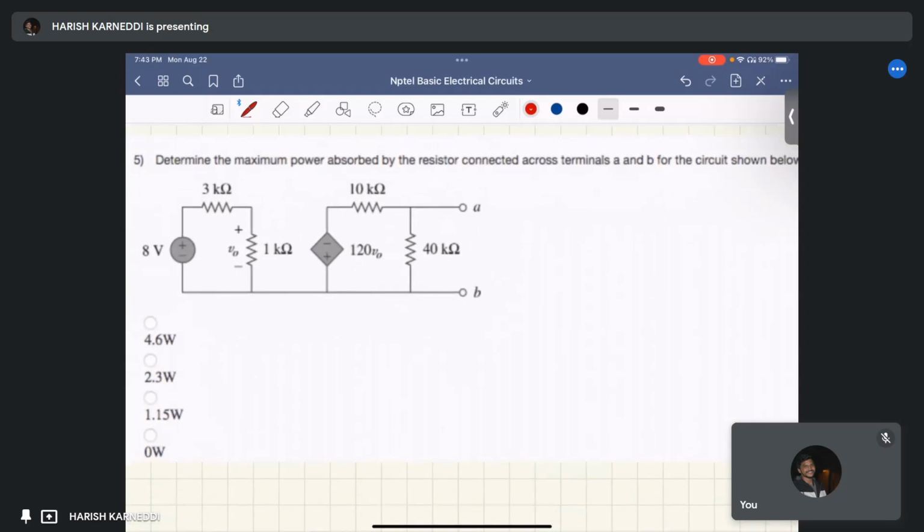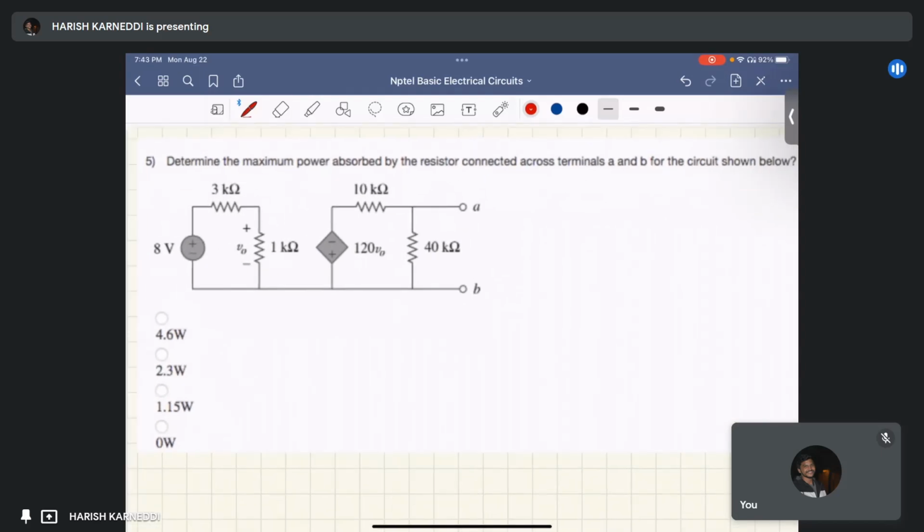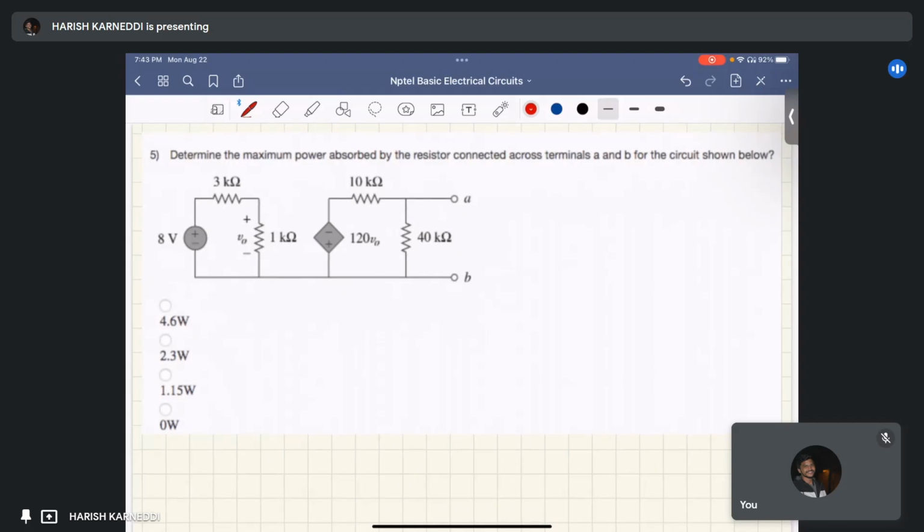The next question is: determine the maximum power absorbed by the resistor connected across the terminals A and B for the circuit shown below. Okay. Here he connected one resistor which is RL. Determine the maximum power absorbed by this resistor. So the power absorbed by this resistor is PL. He is stating it is maximum power, right? This is PL maximum.